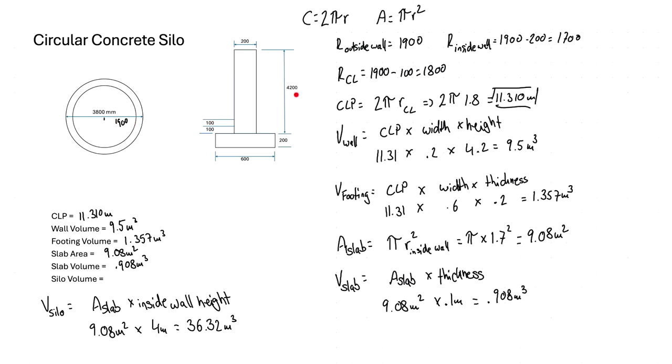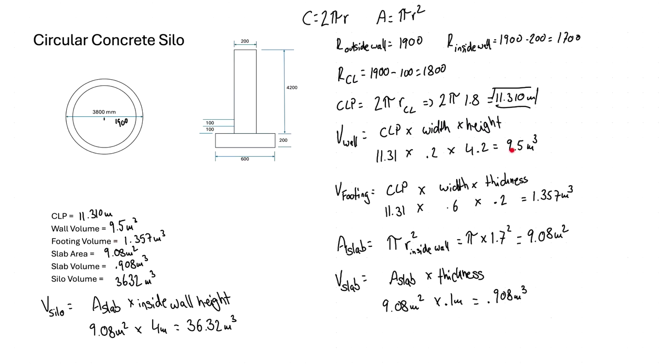And then we also need our radius for the center line, the CLP, which runs down the center of our whole wall construction, because that's what we're going to use to calculate our volumes for the wall and the footing, just like in any other concrete math. And I suppose we could write that in here too, 36.32 cubic meters.